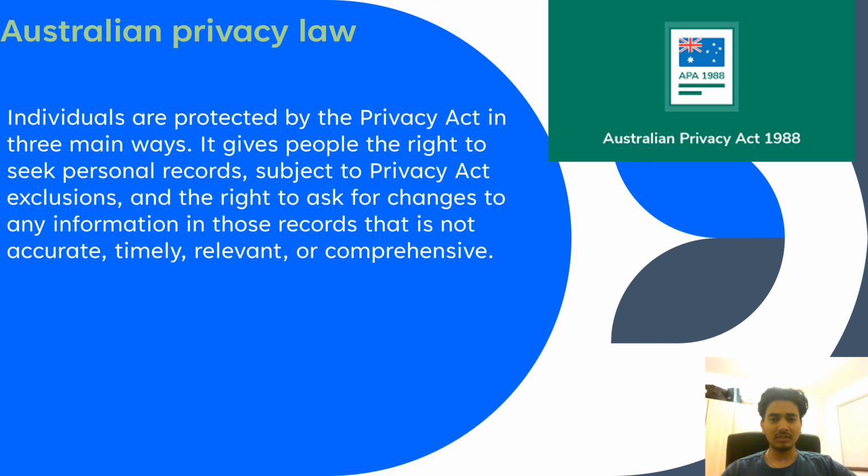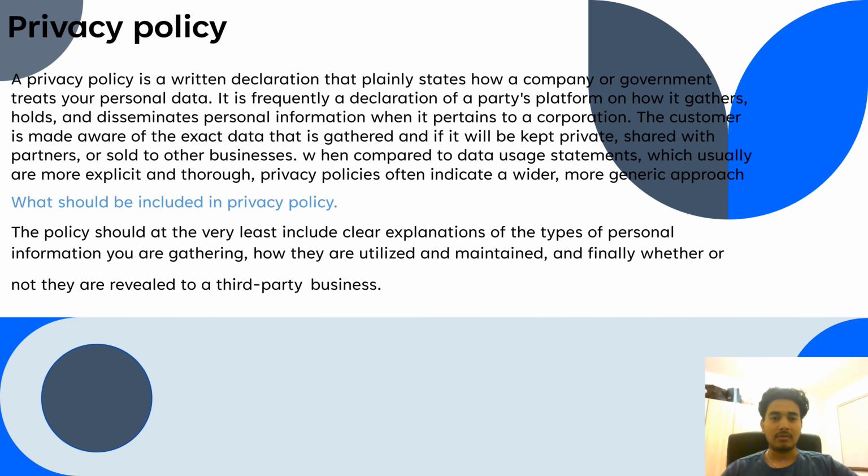Here we're going to go through some of the privacy policy. Australian individuals are protected by the Privacy Act in three main ways. The first one is that it gives people the right to seek personal records, subject to the Privacy Act inclusions, and the right to ask for changes to any information in those records that is not accurate, timely, relevant, or comprehensive.